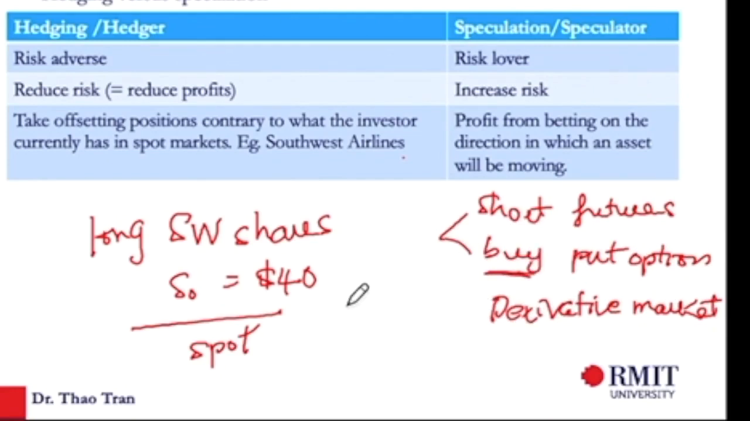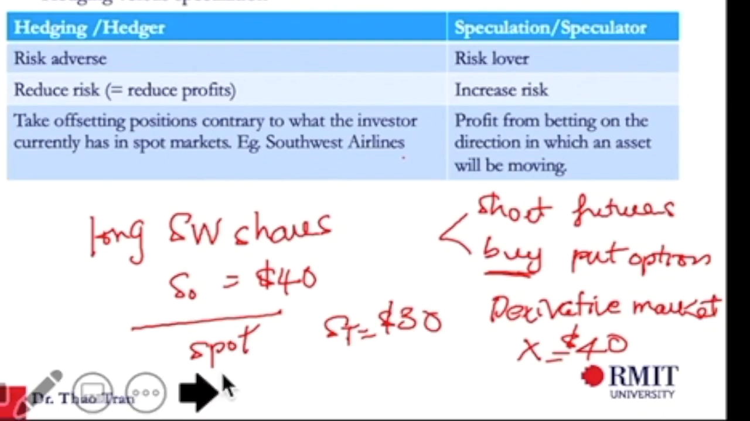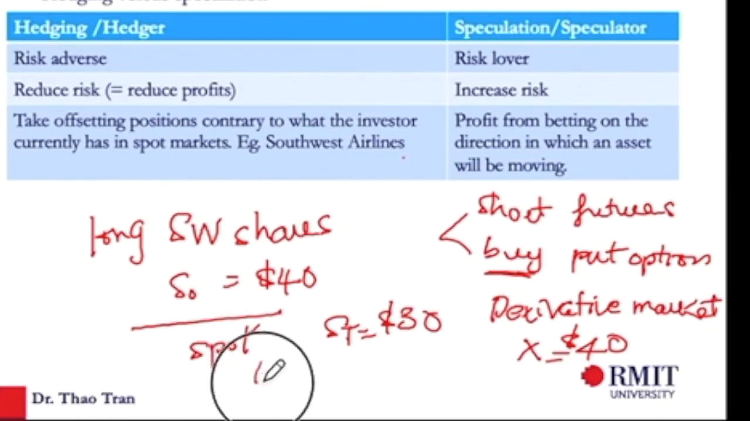When you buy the put option with an exercise price equal to $40, for example, it means that you pay a premium to the seller of the put option, and the seller gives you the right to sell the share at $40 in 4 months. Let's say in 4 months the stock price drops to $30. Then what is the payoff in your spot market position? You will have a loss, because initially the value was 40, but now it's only 30 per share. The loss is $10.